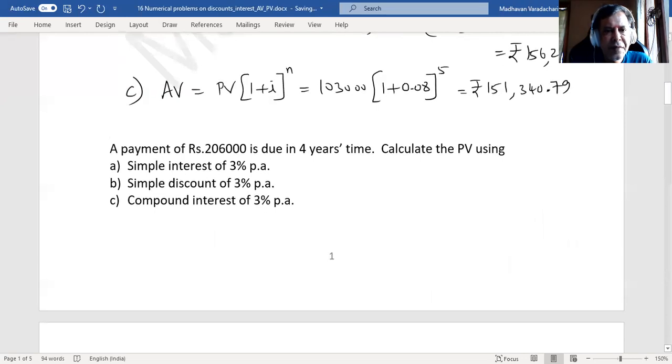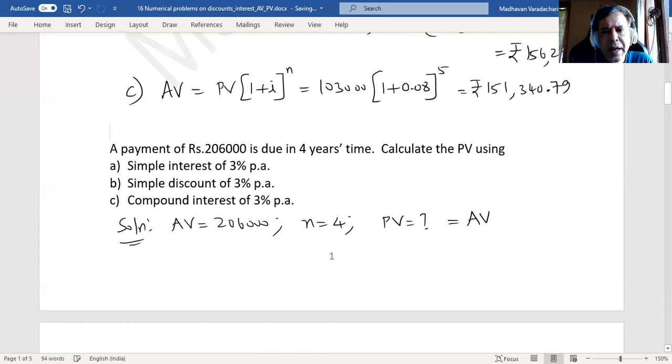A payment of 206,000 is due in 4 years' time. So the accumulated value is given as 206,000, due in 4 years, so N is given as 4. We are supposed to find the present value. Present value is nothing but accumulated value times discount factor, so AV times V of n.